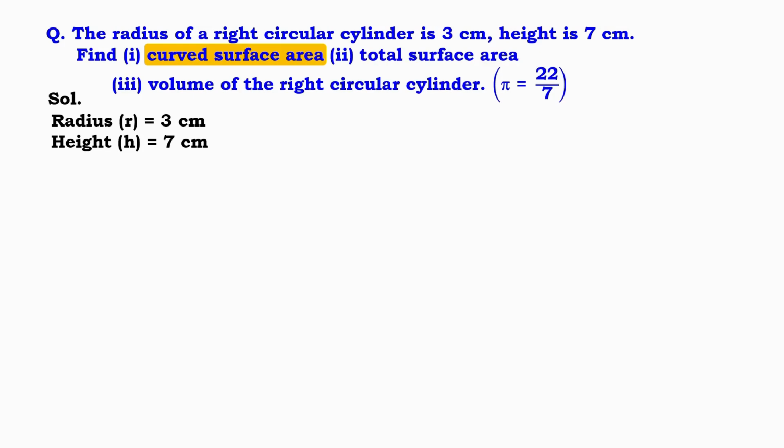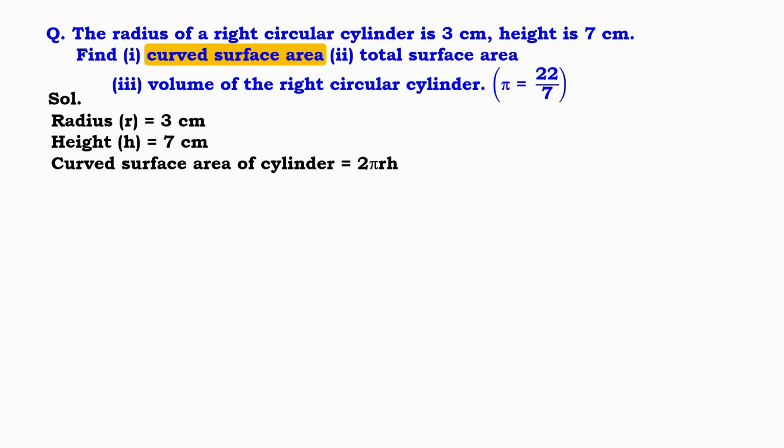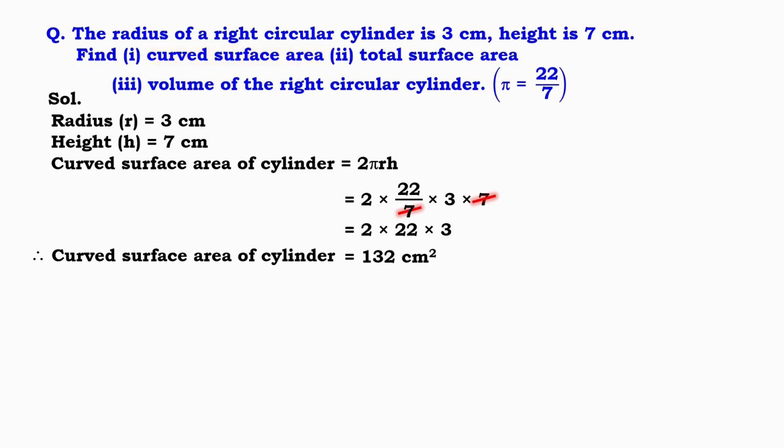Now we need to find out the curved surface area. So what is the formula for finding the curved surface area of a cylinder? That is equal to 2 pi rh. Now put all these values: pi means 22 by 7, r is 3 and h is 7. Now we got 2 into 22 into 3, that is 132 centimeter square. So this is the curved surface area of the cylinder.